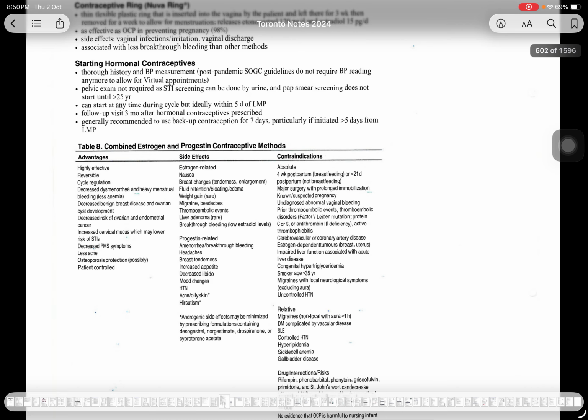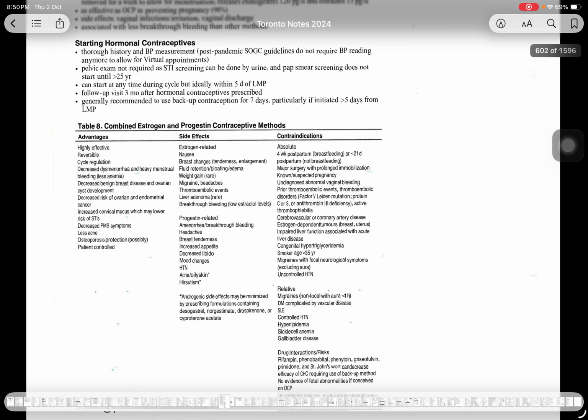She can start at any time during the cycle, but ideally within 5 days of her last menstrual cycle. So if a patient is coming in, what's the best time? She can start right away, and it will go with the flow, but the best time to start contraception is within 5 days of her LMP. Follow-up visit is 3 months after hormonal contraception is prescribed. Let's say you've prescribed it for 3 months, and now after 3 months they need to follow up on how it is working, if there are any side effects or concerns, if her menstrual cycle has gone back to regular, and if she is bleeding a lot or not. Those are the kinds of questions at the follow-up.